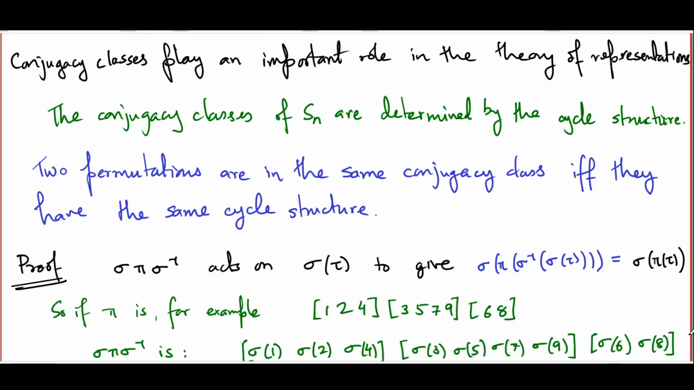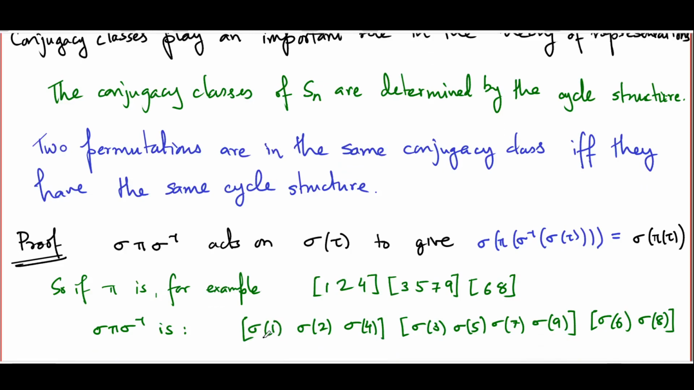So if pi is, for example, this particular permutation, something which has a 1 2 4 cycle, a 3 5 7 9 cycle and a 6 8 cycle, then sigma pi sigma inverse will simply take sigma 1 to sigma 2, right? Because pi takes 1 to 2, sigma pi sigma inverse takes sigma 1 to sigma 2, pi takes 2 to 4, sigma pi sigma inverse takes sigma 2 to sigma 4, and pi takes 4 back to 1. So sigma pi sigma inverse takes sigma 4 back to sigma 1, just using this obvious result.